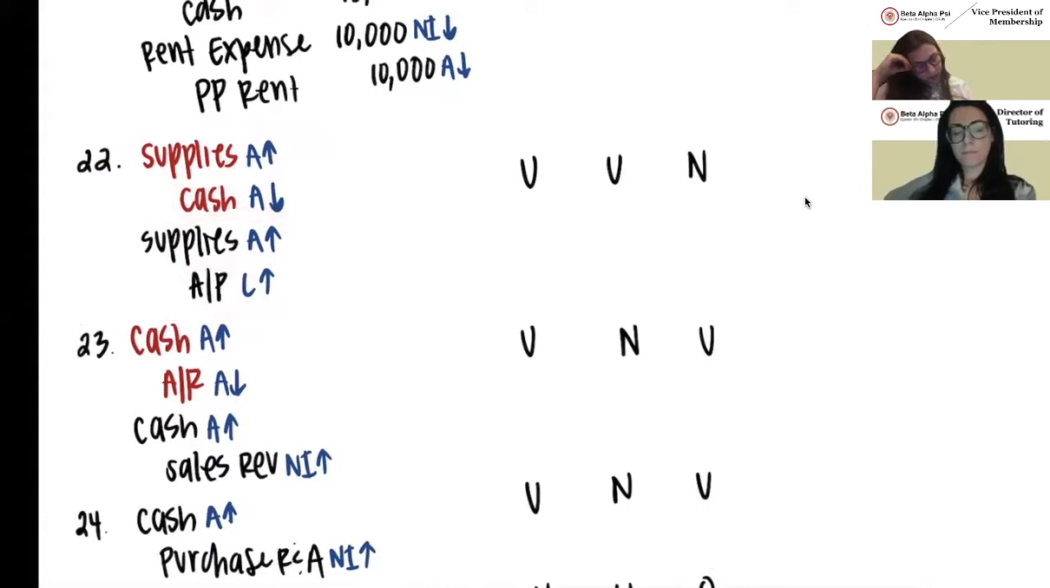Our assets were decreased by this cash when they should not have been. So our assets are going to be understated. Liabilities should have been increased, but they never were. So our liabilities are going to be understated. And none of these accounts affect our net income. So there's no effect on our net income.